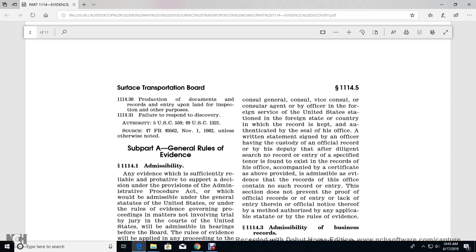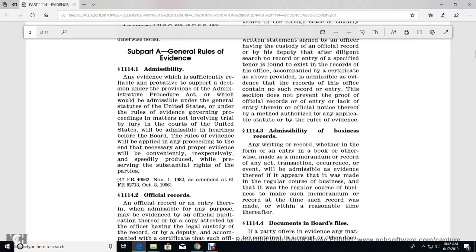After diligent search, if no record or entry of a specified tenor is found to exist in the records of the office, a certificate of the officer is admissible as evidence that the records contain no such record or entry. This section does not prevent the proof of official records or of the lack of an entry therein by any other method authorized by applicable statute or by the rules of evidence.